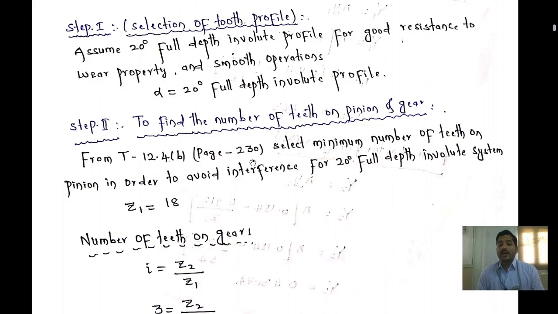So first of all, we need to select the number of teeth on the pinion in order to avoid the interference of the 20-degree full depth involute. Clear? So Z1 is equal to how much we have to consider here? 18.